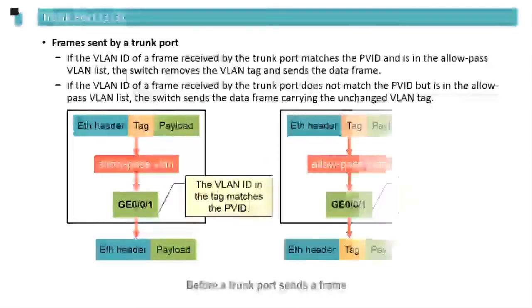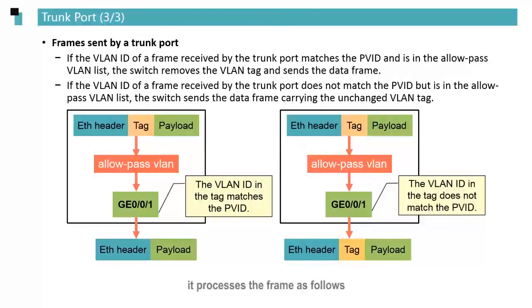Before a trunk port sends a frame, it processes the frame as follows. If the VLAN ID of a frame sent by the trunk port matches the PVID and is in the Allow Pass VLAN list, the switch removes the VLAN tag and forwards the data frame. If the VLAN ID does not match the PVID but is in the Allow Pass VLAN list, the switch forwards the data frame without changing the VLAN tag.